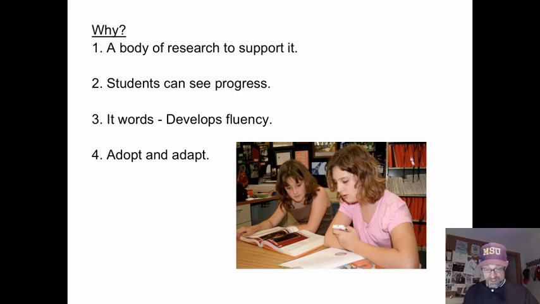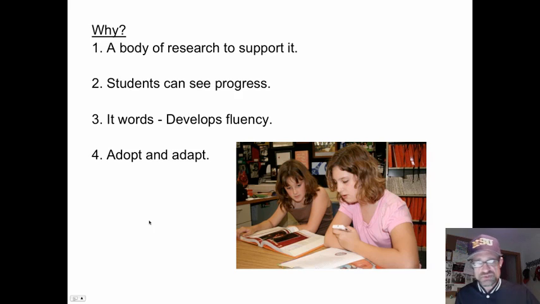Why should you do it? Number one, a body of research supports repeated reading as a way to develop reading fluency. Fluency affects comprehension. Fluency affects academic achievement. Fluency affects the volume you're able to read. And of course, you adopt and adapt these ideas. Number two, students can see progress, and sometimes our students, our LD students and others, need desperately to see some progress. They can see that second time they got a little better, that third time they got a little better yet. And the third reason why we do it is it works. It develops fluency. It helps students. And of course, as I say, adopt and adapt this idea once you understand the principle.